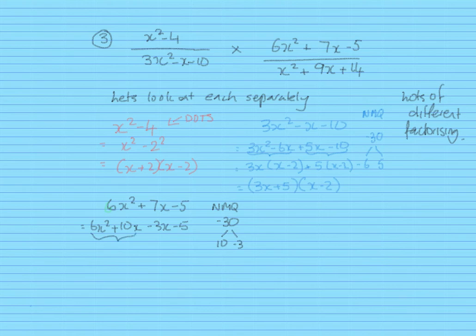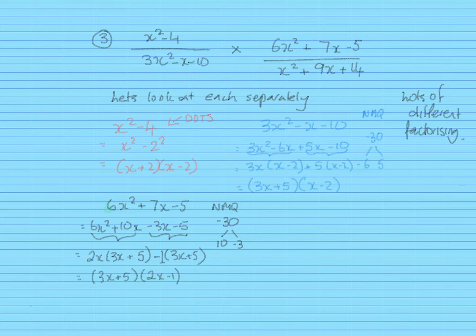I do the first two. What's common? In the first two, 2x is common. And I need 3x plus 5 in the bracket. And if you look at the second part, we've got minus 3x minus 5, so I'm going to take out minus 1. And I end up with 3x plus 5. So I end up with 3x plus 5 and 2x minus 1.